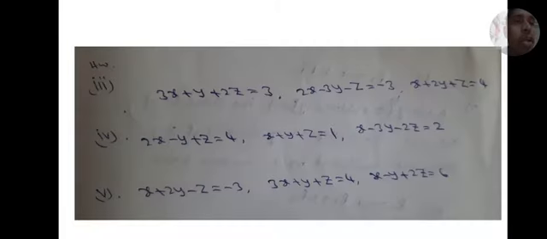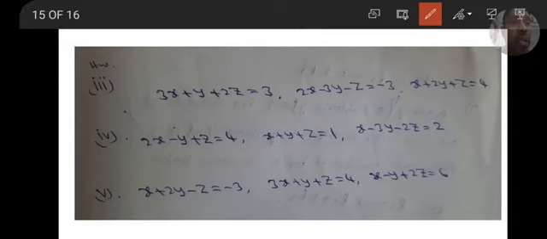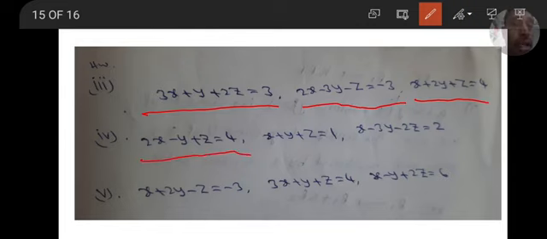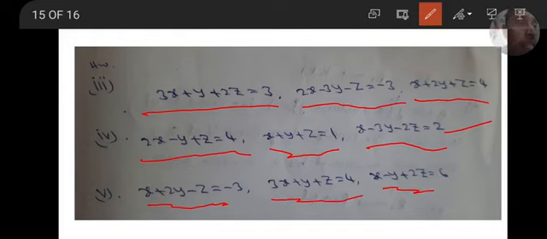Okay, next homework problems. Solve 3x plus 2y plus 2z equal to 3, 2x minus 3y minus z equal to minus 3, x plus 2y plus z equal to 4. Then 2x minus y plus z equal to 4, x plus y plus z equal to 1, x minus 3y minus 2z equal to 0. This is the fourth problem. Next, fifth problem: x plus 2y minus z equal to minus 3, 3x plus y plus z equal to 4, x minus y plus 2z equal to 6. This is the fifth problem.